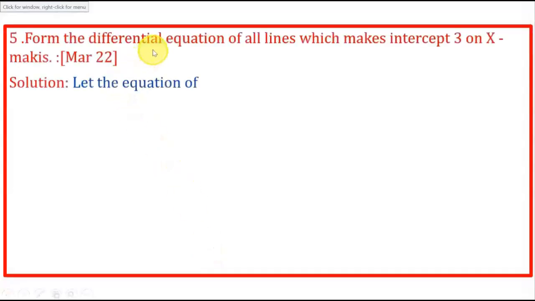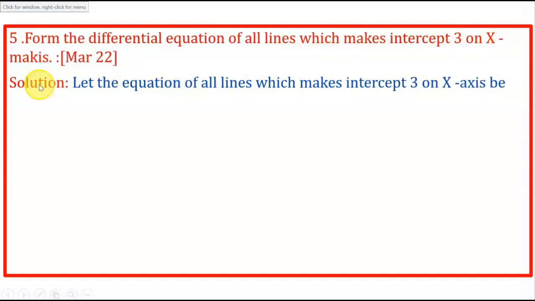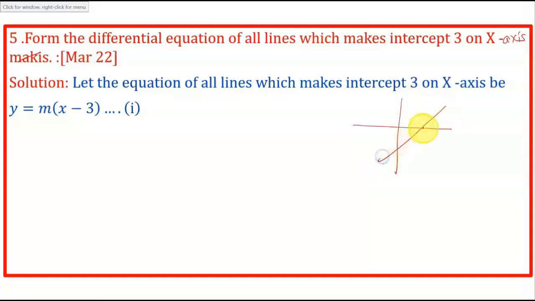Form the differential equation of all lines which make intercept 3 on the x-axis. Now here, let the equation of all lines which make intercept 3 on the x-axis be found using simple coordinate geometry. It makes an intercept on the x-axis as 3, which means the coordinate of this point is 3 comma 0.